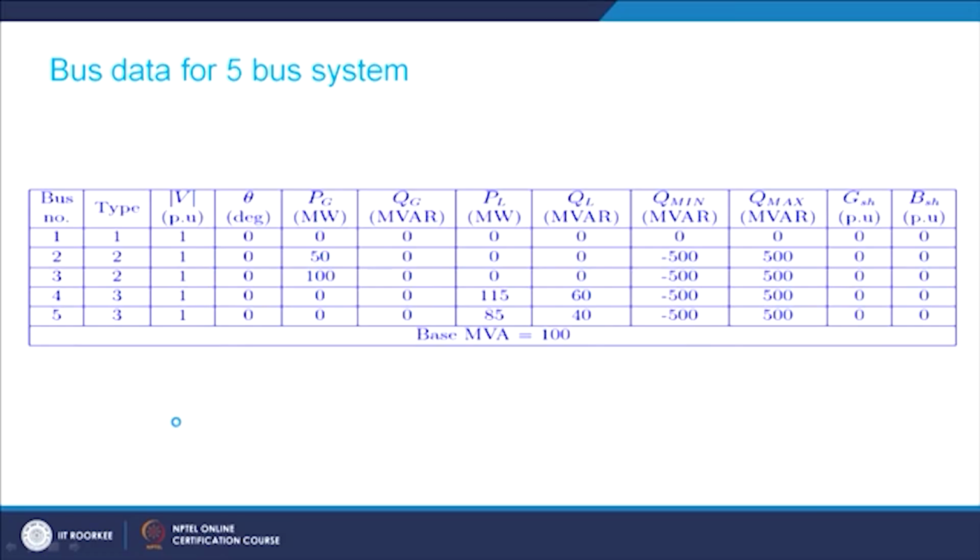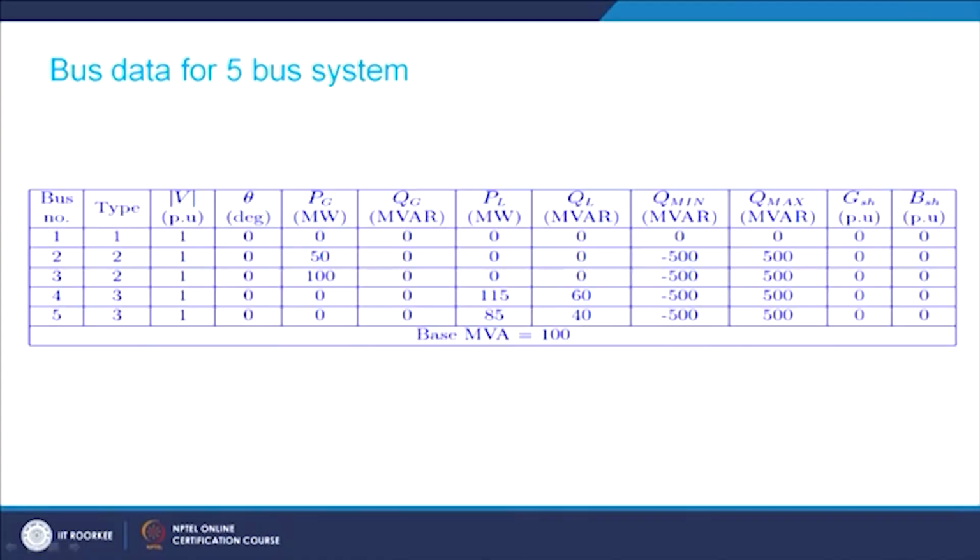So, now this is the data. Here we are simply writing down the data. Bus number 1, 2, 3, 4, 5. Here in this data we have denoted type. Type is 1, 2 and 3. Type 1 denotes that it is a slack bus, type 2 denotes that it is a PV bus, and type 3 denotes that this is a PQ bus.